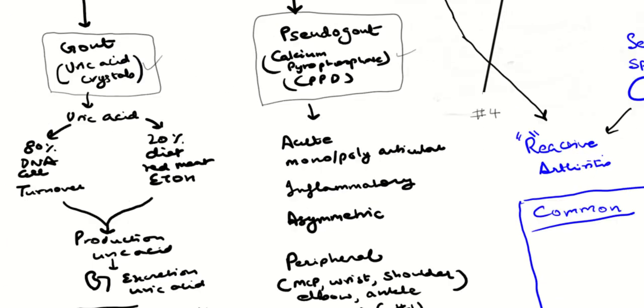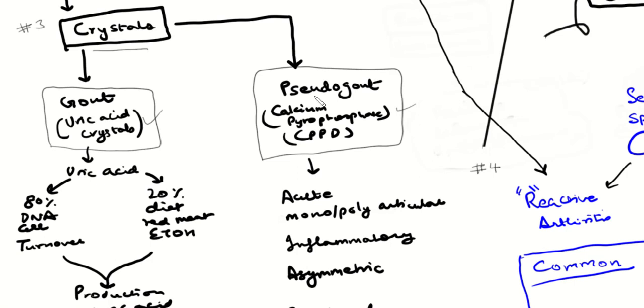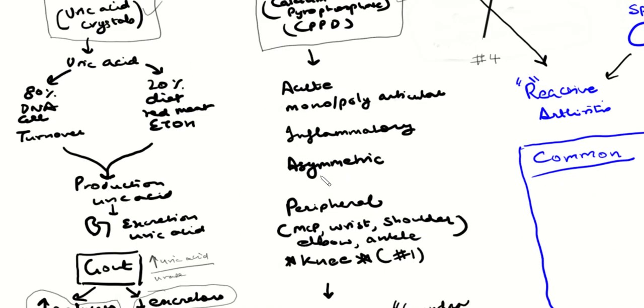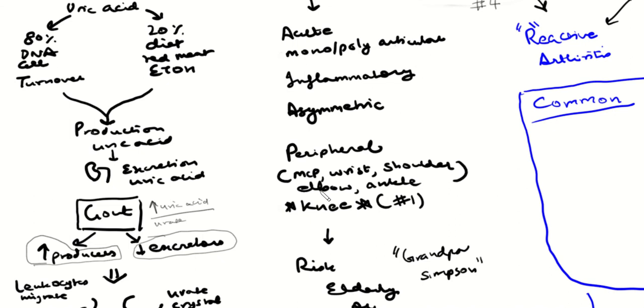Now the other one is pseudo-gout. So all it is, we change from uric acid crystals to calcium pyrophosphate crystals. It is acute monoarticular inflammatory asymmetric peripheral arthritis. Remember, gout is the first MTP or the big toe or podagra. However, for this one, the knee is number one.